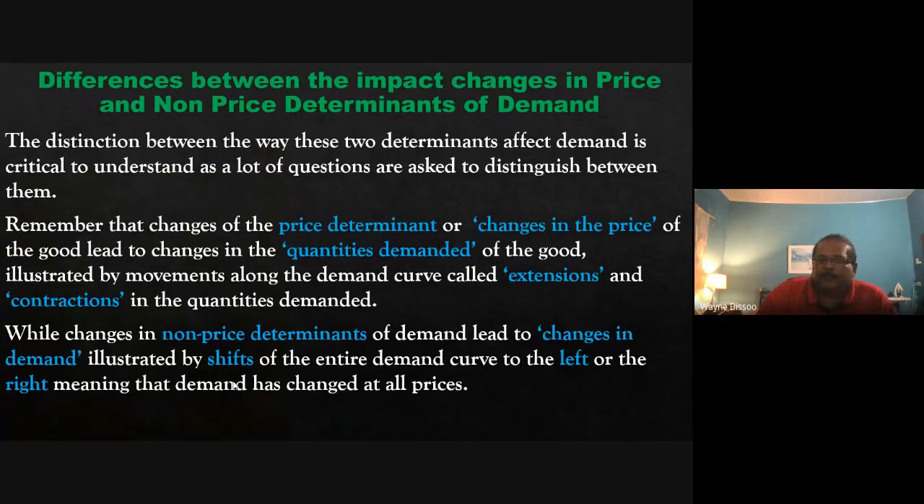We must remember the difference between the two. We have to understand that when we change prices, the price determinant, it leads to changes in the quantities demanded, illustrated by extensions and contractions. When non-price determinants change, it causes a change in demand, illustrated by shifts to the left or to the right. That's why all these words are put out there.